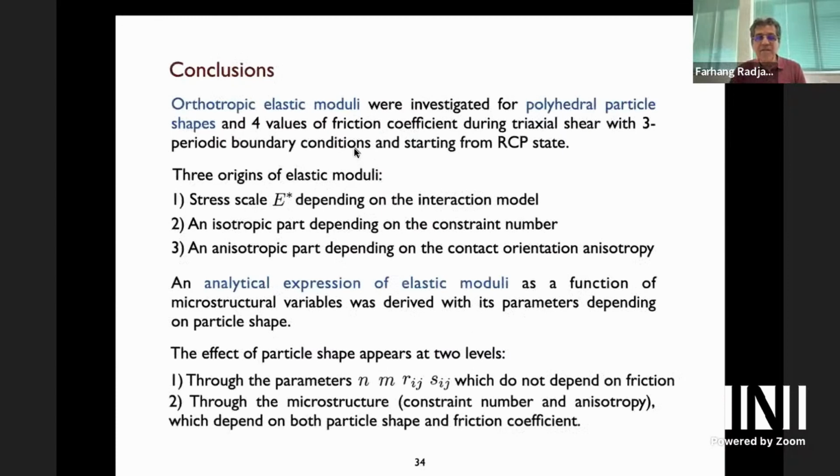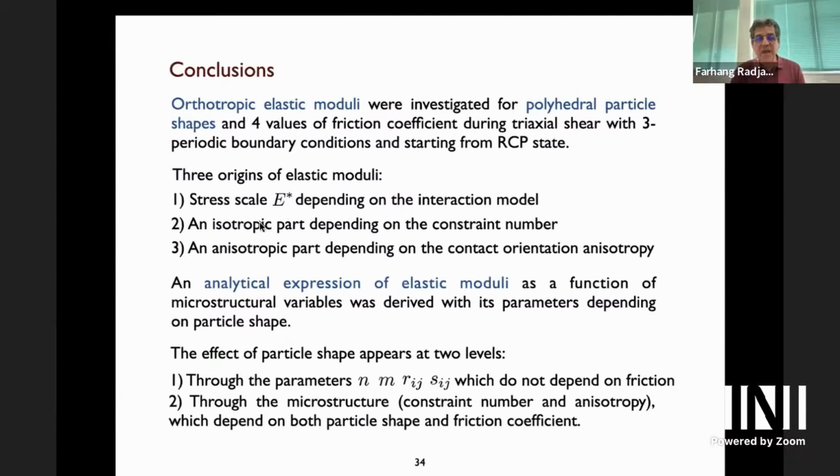So basically, we have evaluated the orthotropic elastic moduli for polyhedral particle packings for 4 values of coefficient of friction, from the RCP state as the starting point. So we have 3 origins of elastic moduli. First, a reference value, which can change depending on the interaction. For example, if we have Hertzian contacts, we have to include the applied pressure. In our case, because we have linear contacts, it's simply Kn, the stiffness, divided by D.